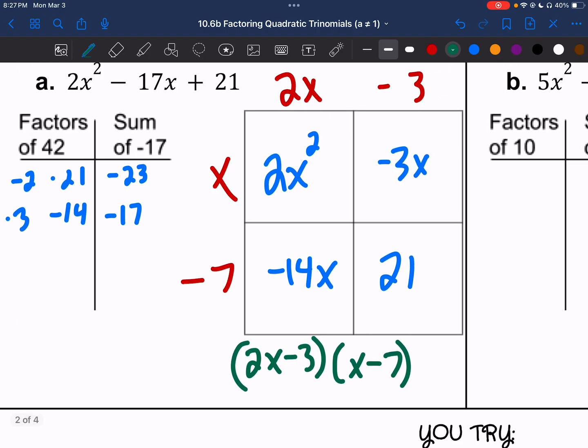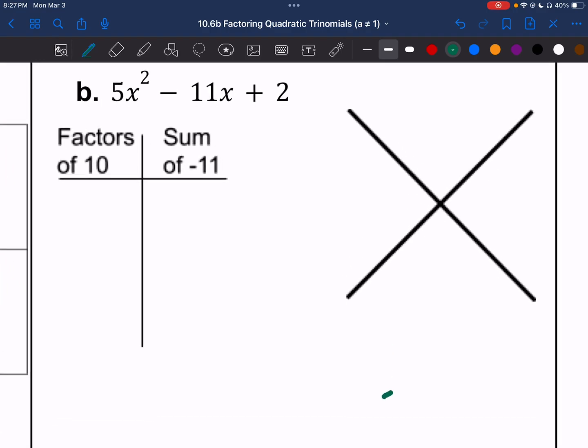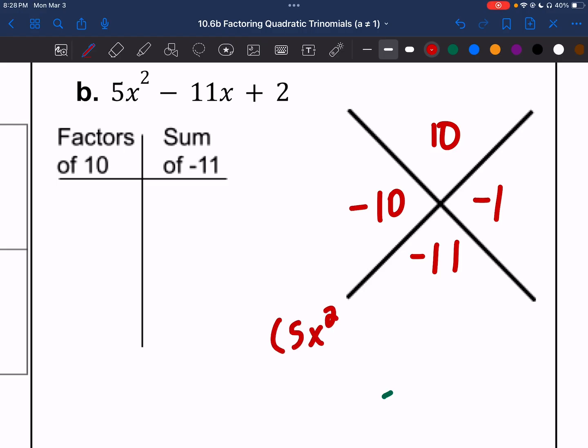Okay. Now let's look at letter B. We're going to use that grouping method again. So I'm looking for factors of 10 that add up to negative 11. Well, I know that negative 10 and negative 1 multiply to be 10, and they add to be negative 11. So those are my two values, negative 10 and negative 1. So we rewrite our equation. We have 5x squared minus 10x minus x plus 2.